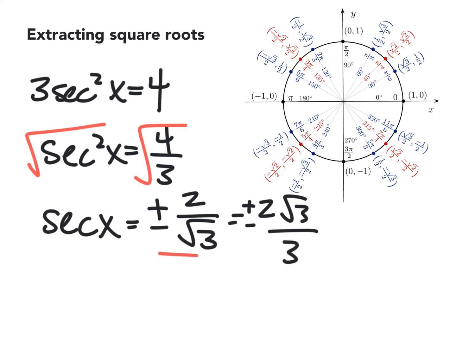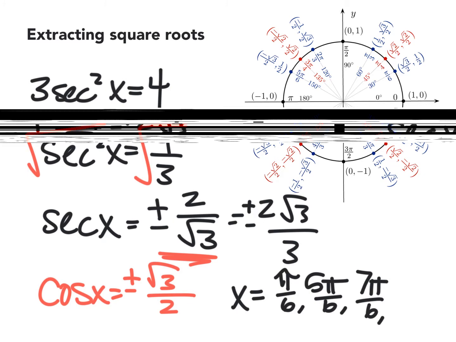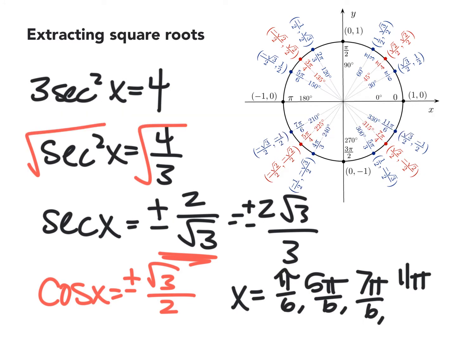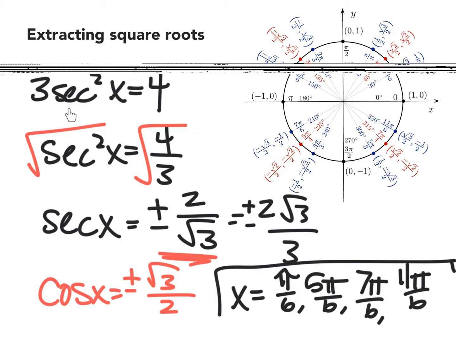Or if you want, you can just go back to this part, and since it's secant equals that, we know that cosine of x would equal plus or minus the reciprocal of that, square root of 3 over 2. So I'm looking for anywhere where the x value would be positive or negative square root of 3 over 2. This happens at pi over 6, 5 pi over 6, 7 pi over 6, and 11 pi over 6. So all of these values work in this equation.